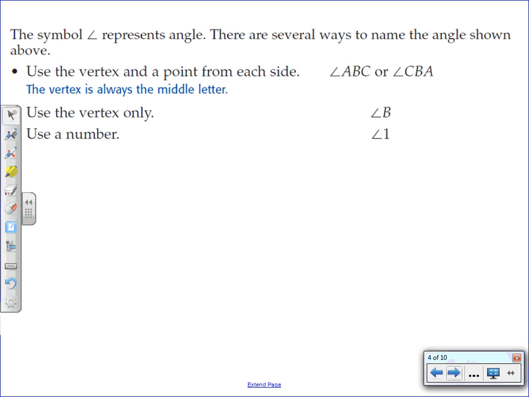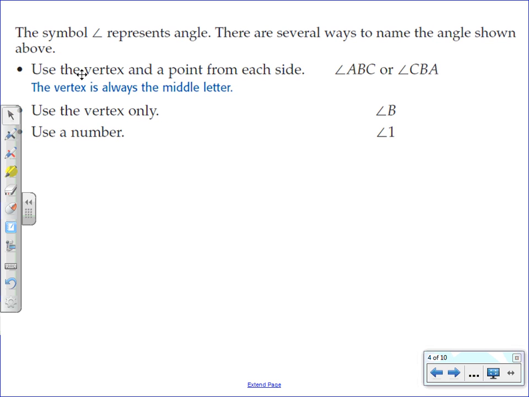This just repeats what I just said. There are several ways to name an angle. You can use three letters with the vertex in the middle, angle ABC or angle CBA. You can use the vertex only, which doesn't happen very often, or you can use the number.